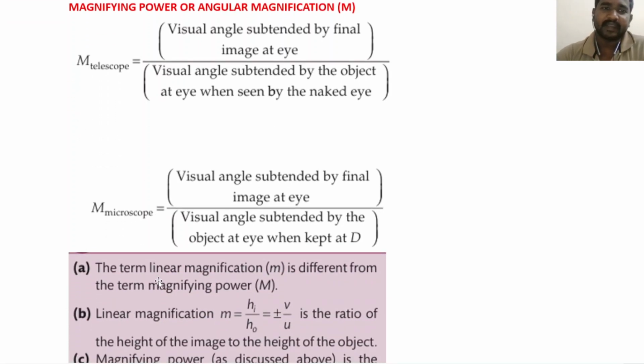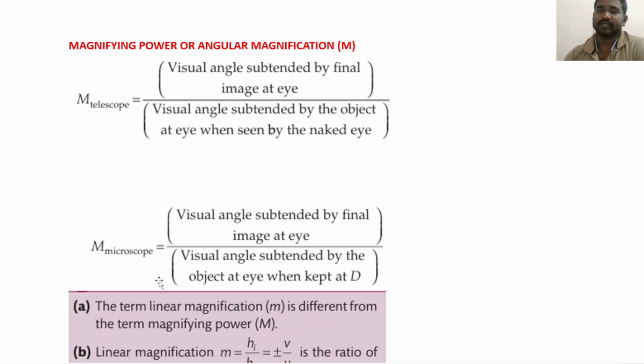Next, you can see magnifying power, or angular magnification, denoted by capital M. For a telescope it is different and for a microscope it is different. For a telescope, it is the visual angle subtended by the final image at the eye divided by the visual angle subtended by the object at the eye when seen by the naked eye. For a microscope, the magnification is the visual angle subtended by the final image at the eye divided by the visual angle subtended by the object at the eye when kept at the least distance of distinct vision.